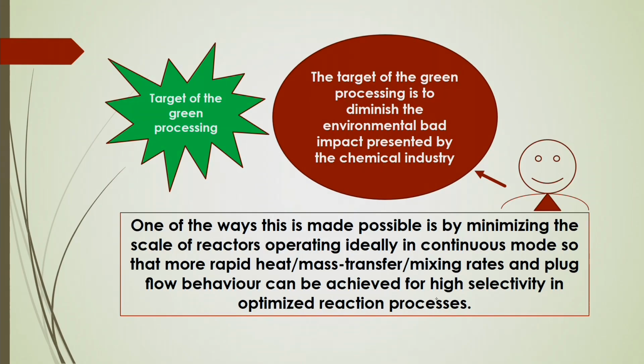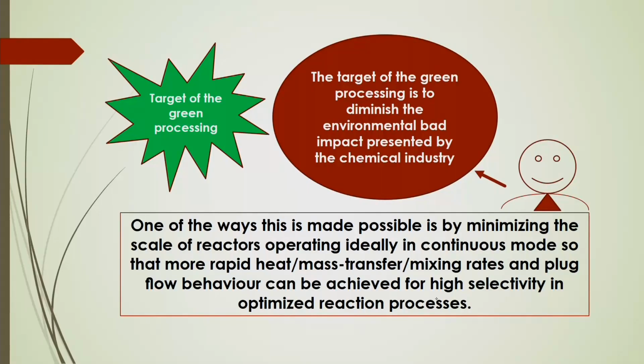Now, the main target of green processing is to diminish the bad environmental impact caused by the chemical industry. One of the ways to make this possible is by minimizing the scale of reactors, operating ideally in continuous mode, so that more rapid heat and mass transfer, even mixing effects and plug flow behavior can be achieved, and also high selectivity in optimized reaction processes.